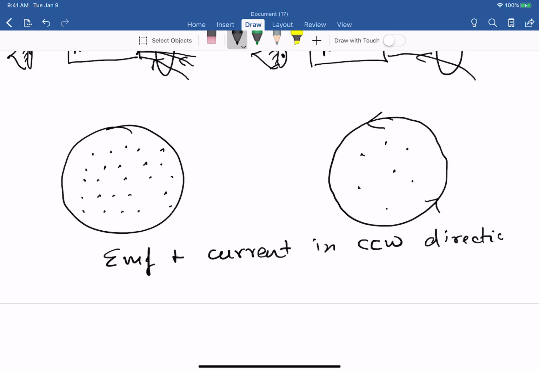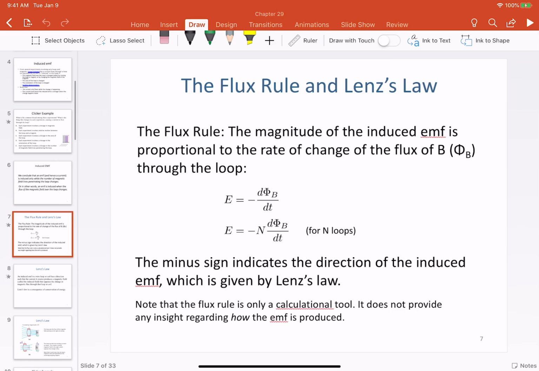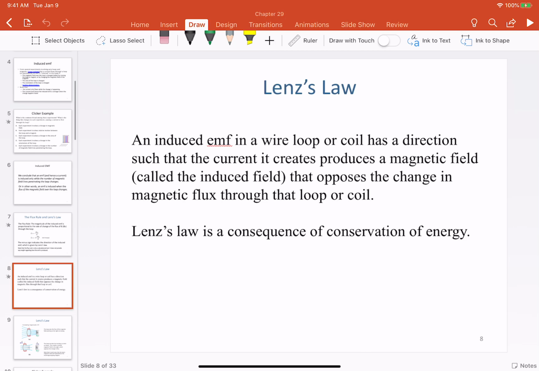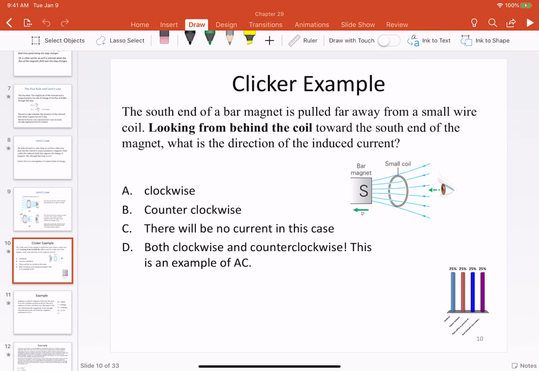So please make sure you understand this. In the PowerPoint, I have a couple of other examples which you can try on your own. I think this is very similar to the example that we just did. And I have a top hat question, which is again quite similar to that. Okay, so please make sure you understand how to calculate the direction of the current, because this is going to be very, very useful in the next couple of chapters.